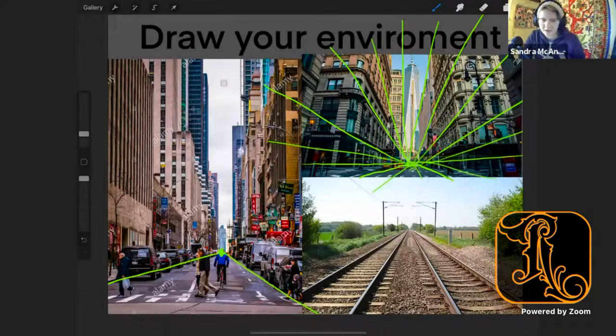Oh my God, look, that dude's head is our vanishing point. That's so funny. So where's our horizon line? Whoop, whoop. Ain't that funny?